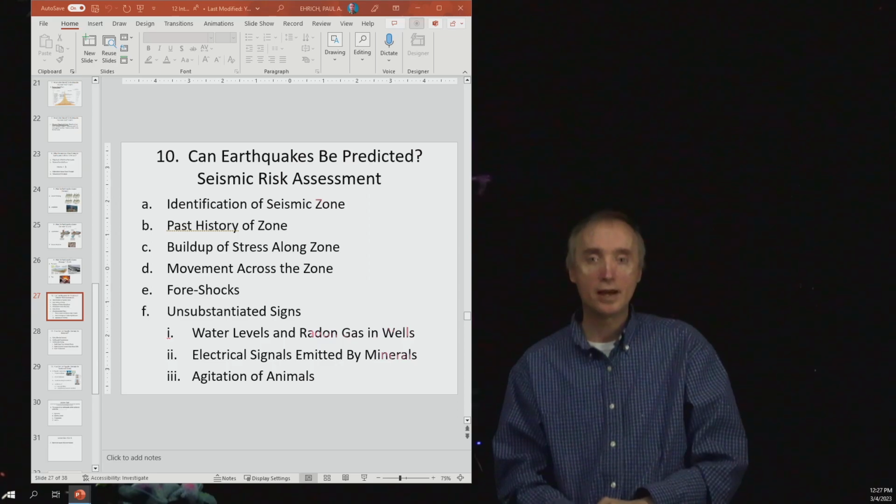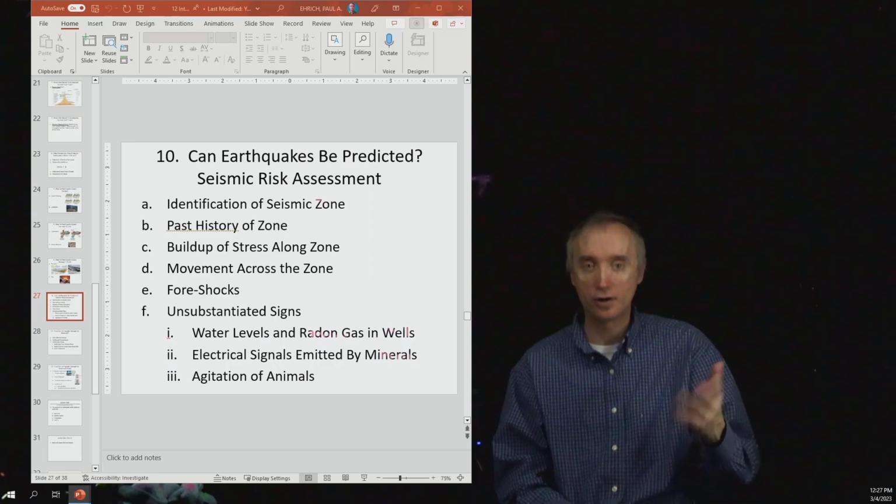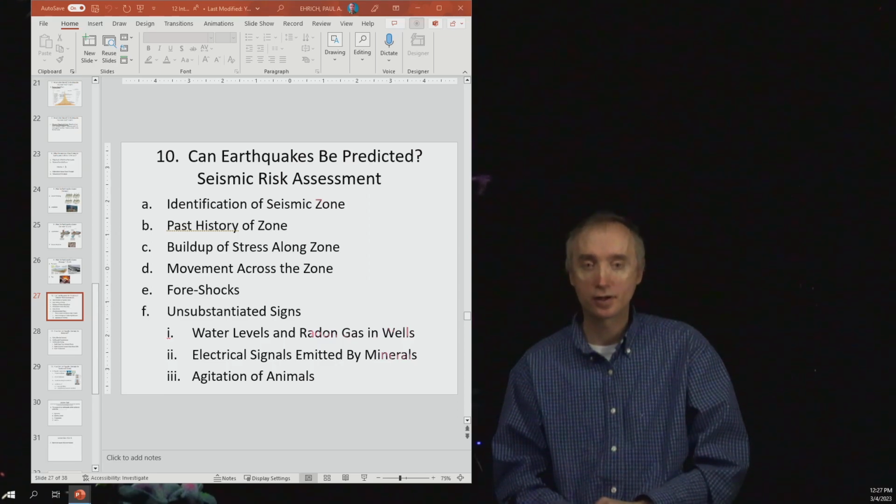And then also the reaction of animals, so dogs barking, chickens crowing, and things like that. But again, there's no hard evidence that that actually predicts that an earthquake is going to occur.